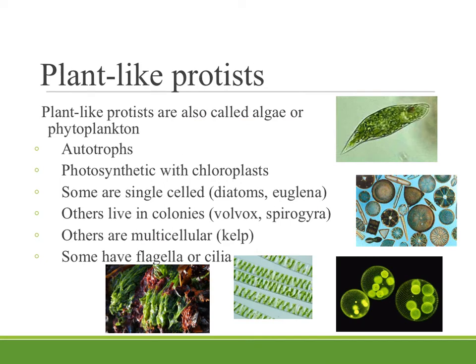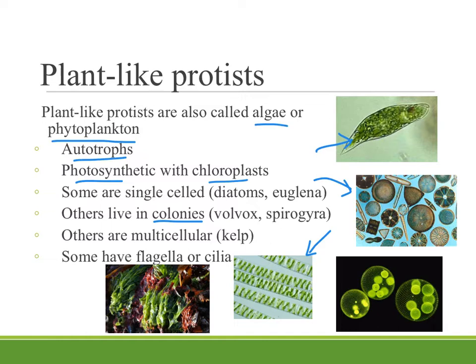The plant-like protists go by a more common name of algae or phytoplankton. Like plants, plant-like protists are autotrophs, so they can do photosynthesis with chloroplasts, and you can see the green color here in some of the pictures I've put in. Some of the plant-like protists are single-celled, so this top one is the euglena, and these very interesting design shapes are diatoms. Other plant-like protists live in colonies, and so they actually band together with other cells to live in a larger structure, but each cell is individual.